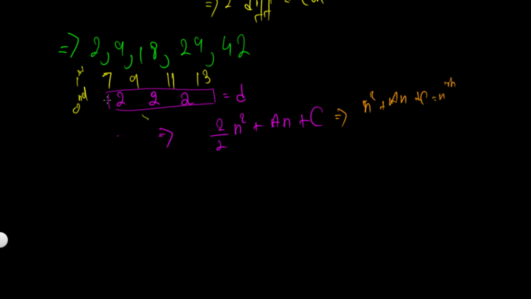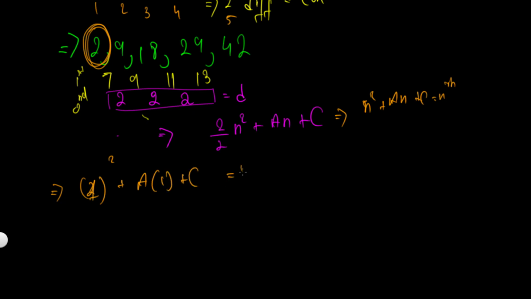We know that the first term of the sequence is 2. If I set up an equation for the first term, the value for n is 1, as in 1, 2, 3, 4, 5. So 1 squared plus a multiplied by 1 plus c is equal to 2. Why? Because 2 is our first term. Now you need to set up two equations.